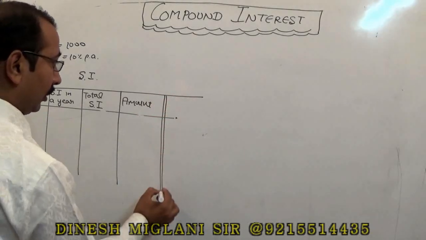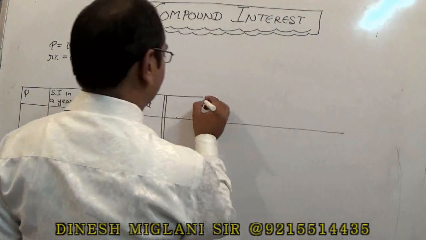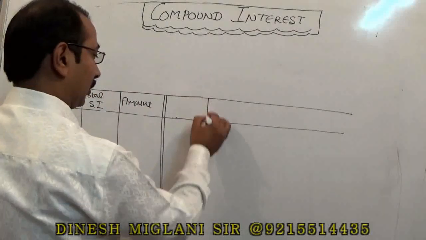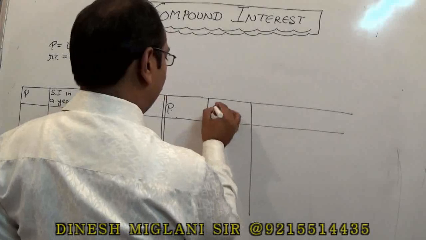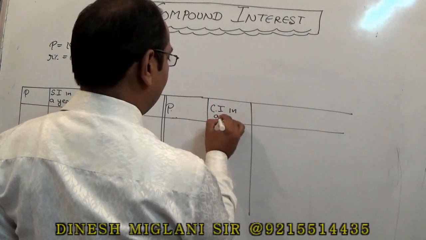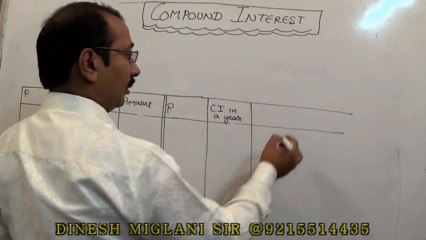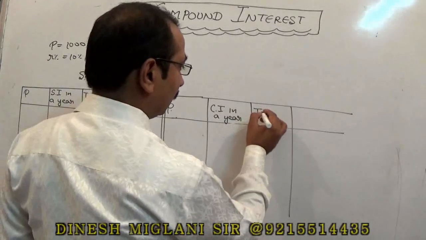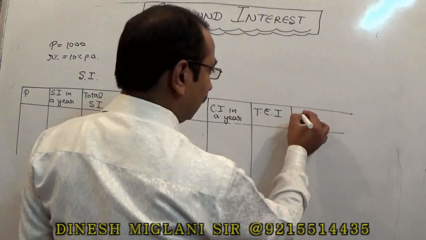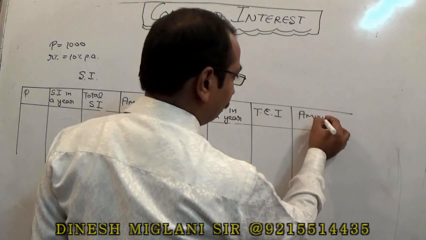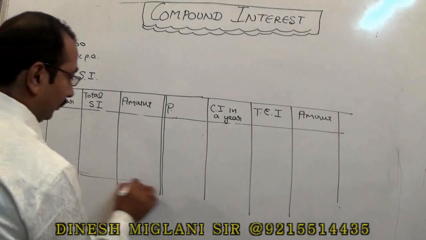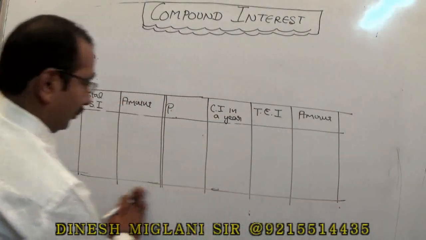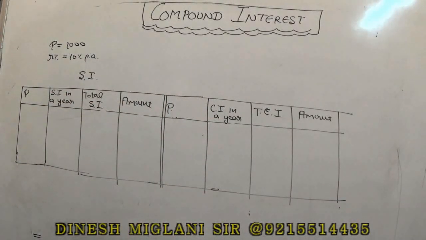Similarly, I will also draw a table for compound interest. The first column talks about principal. Second column talks about compound interest in a year, and third column is total compound interest, and last one is amount. Now take an example. Suppose principal is 1000 and rate of interest is 10%.